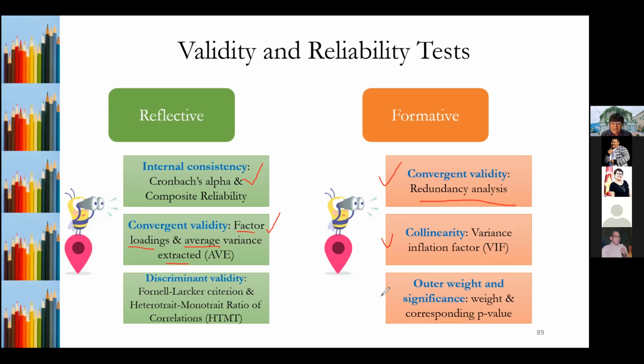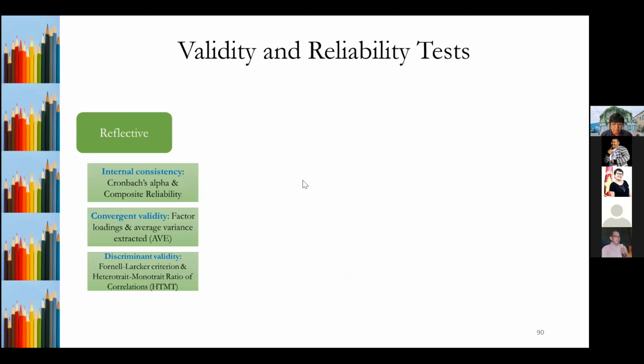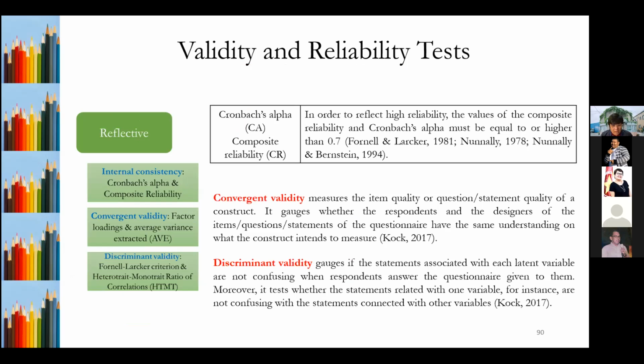Okay, and of course, the last one is outer weight and significance. So in outer weight and significance, as I mentioned, tinitingnan natin yung factor weights and their corresponding P value. So from this, in this slide, you will see magkaiba ang measurement ng validity and reliability ng isang reflective at isang formative construct. Okay? So let's have an example. By the way, this slide naman ay summarized yung requirement or threshold for reliability and the meaning, yung ibig sabihin or definition ng convergent and discriminant validity.